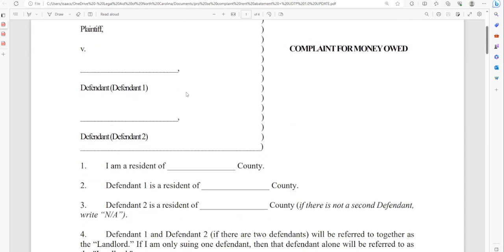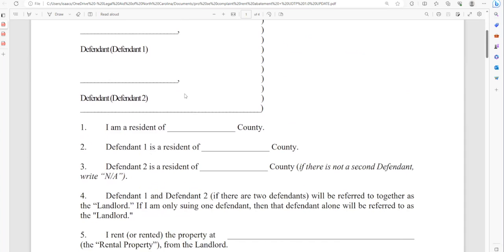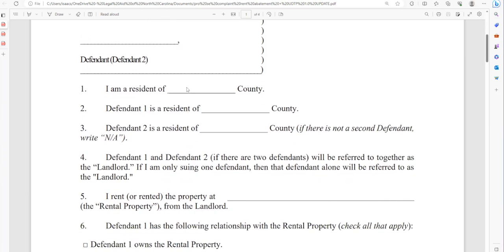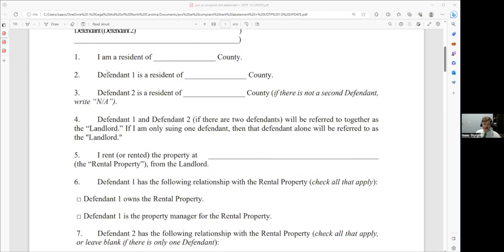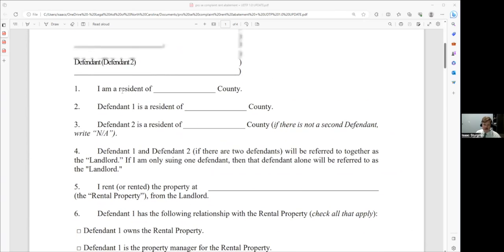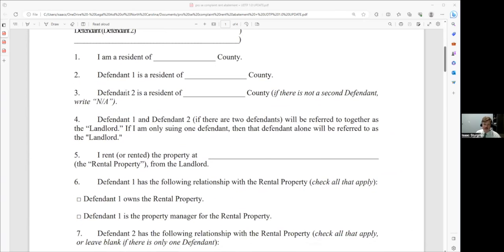So moving down, we're going to go into the allegations now. These are the factual statements that the tenant would be making in the complaint to make their lawsuit. The tenant's going to put the resident of whatever county they're in, the defendant 1 and defendant 2. Remember, defendant 1 may be the landlord, defendant 2 may be the property manager. You're going to put what county they reside in or do business in.